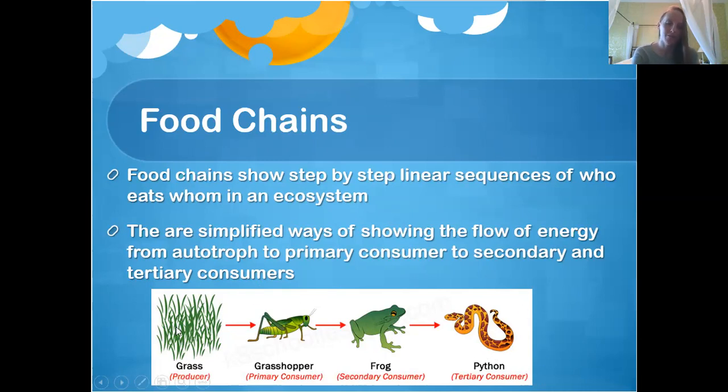python. So we always start with our autotrophs being the first trophic level, and then every time something gets eaten and we move up to the thing that ate it, we're moving up a trophic level. So you can just count the trophic levels 1, 2, 3, 4. Very straightforward.